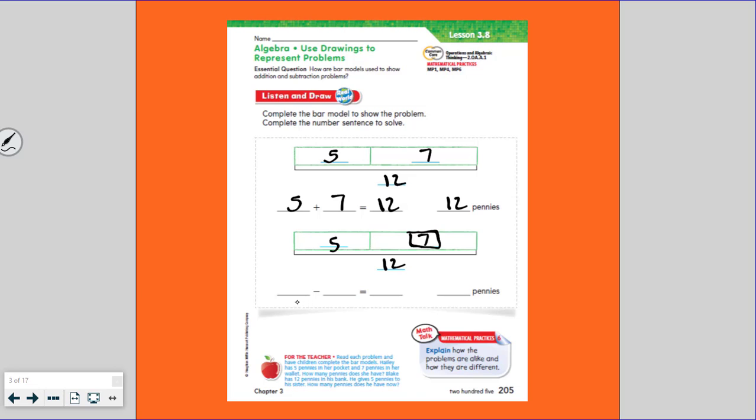And so I can show that by making a subtraction problem. So he had 12 pennies. He gave 5 to his sister, which means he has 7 pennies left in his bank. So my answer is 7 pennies, and it goes right there.